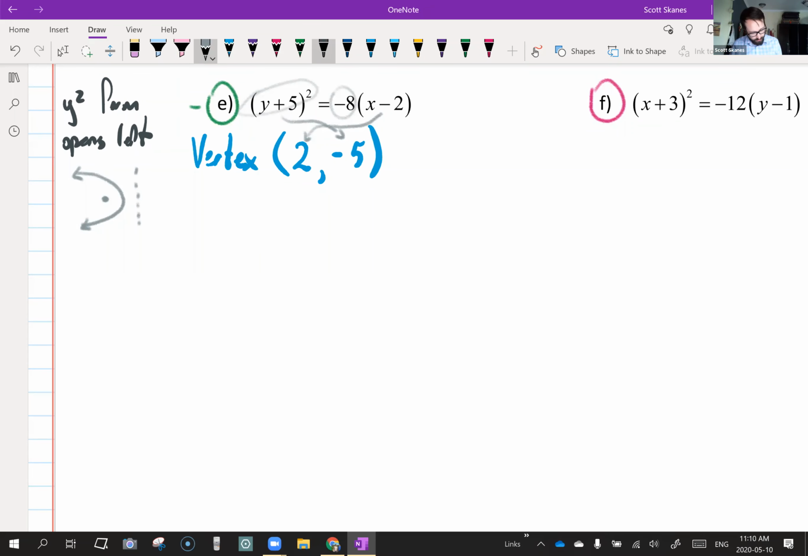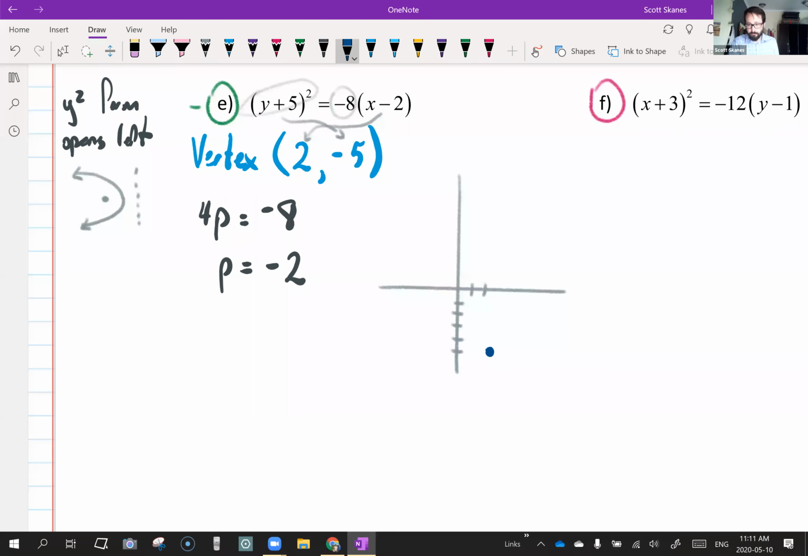Well, let's see. I'm going to go ahead and get the p value. P value in this case, sorry, 4p must be equal to -8. Or you can just take the -8 and divide it by 4. The -2, or just 2. 2 is the distance from the vertex. So I'm going to start making my sketch. I know that the vertex, let's see, 1, 2, 1, 2, 3, 4, 5. The vertex is here, and it opens to the right.